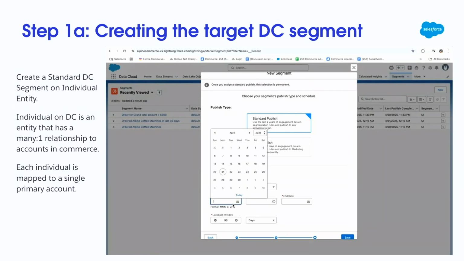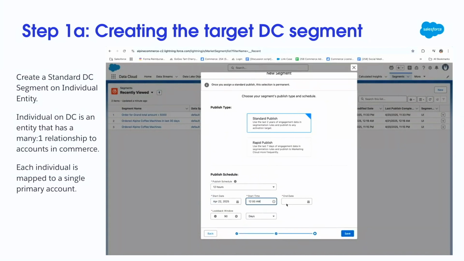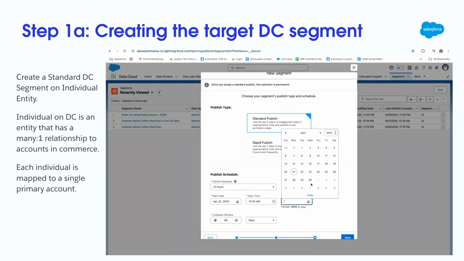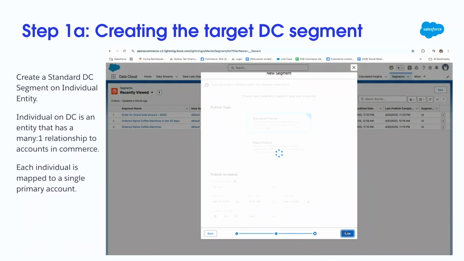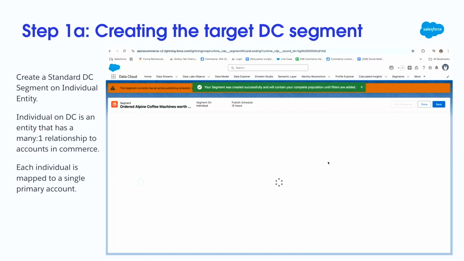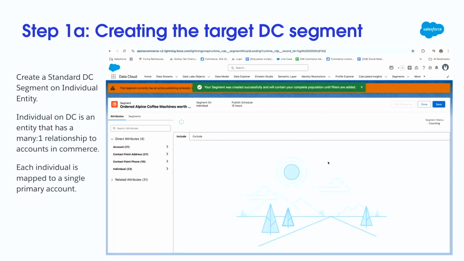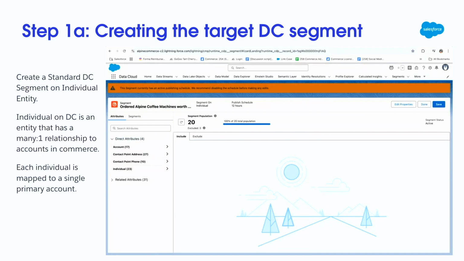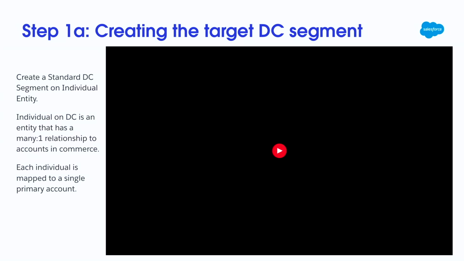Then she selects a publish schedule. She selects that the segment needs to be refreshed every 12 hours, and she selects a start date and end date for the segment. Why is it important to set a start date and end date for your segment? Because A, you don't want your promotion running forever. And B, Data Cloud credit consumption can be optimized by ensuring that your segment ends after a specific period in time. Once that's done, Lauren saves her segment and she's redirected to a screen where she can now define the target user criteria. She's also able to see that the segment has a population of 20 users, which is the total number of users on her commerce storefront.